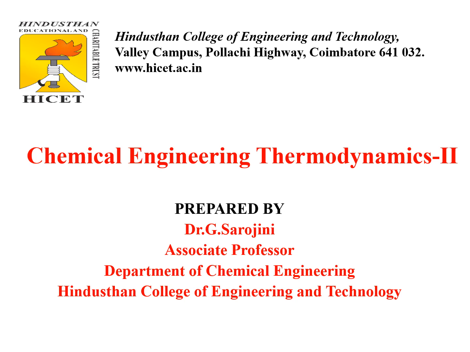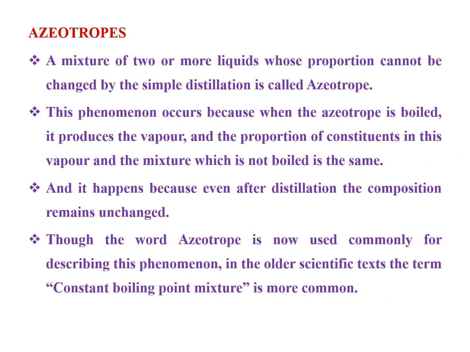In this video, I am going to discuss azeotrope, which is a part of Chemical Engineering Thermodynamics 2. So, what is azeotrope? It is a mixture of two or more liquids whose proportion cannot be changed by simple distillation. That means it has the same boiling point.